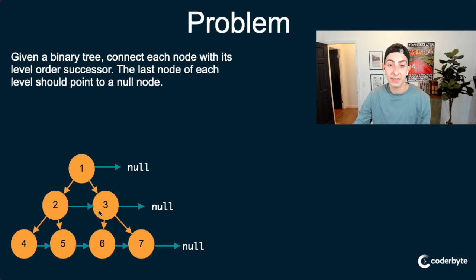It's also going to have a .next property. If it's the last node of the level, its .next will be null. And if it's not, it should point to its level order successor, aka its other next sibling in the level. So 2.next will be pointed to 3, 3 is last, so it will be pointed to null. 4.next will be 5, 5.next will be 6, 6.next will be 7, and 7.next will be null.